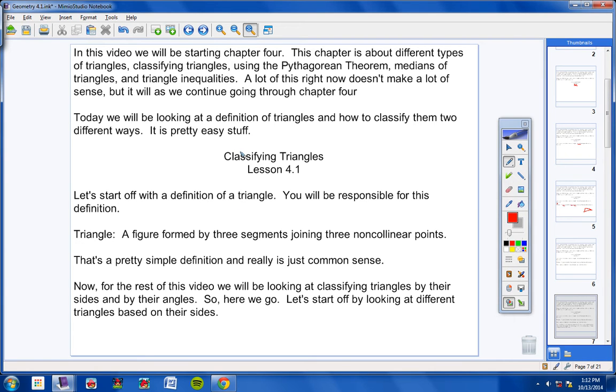Now for the rest of this video, we will be classifying triangles by their sides and by their angles. Let's start off by first of all looking at different triangles based on their sides. We're going to start off first of all with classifying triangles based on their sides. Okay, so here we go.